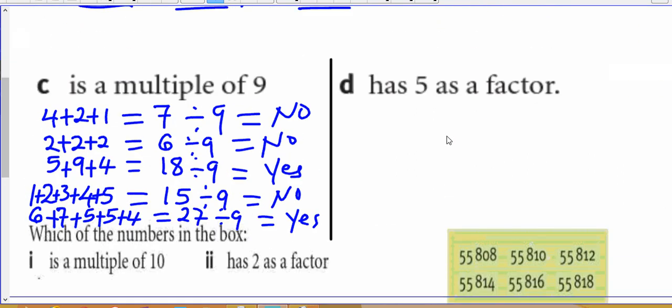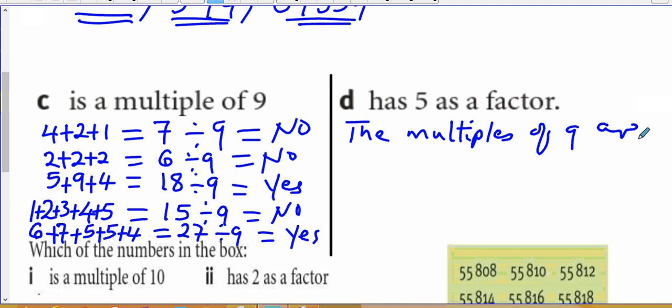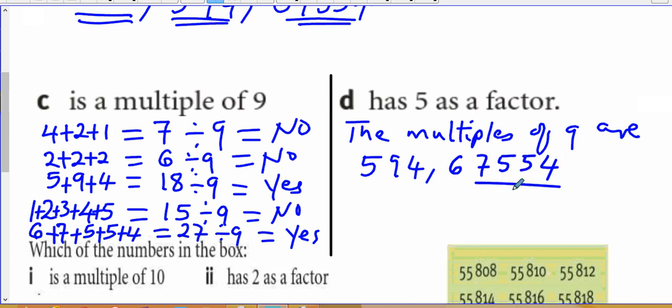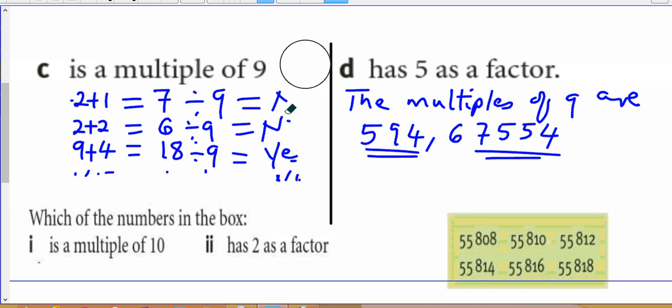So what do you conclude? We conclude by saying that the multiples of 9 are: we found a yes for 594, and we found a yes for 67,554. So only two numbers are divisible by 9. I hope that helps. You can pause the video, take notes, and then continue. But for now, let me delete everything and get a space for part D.